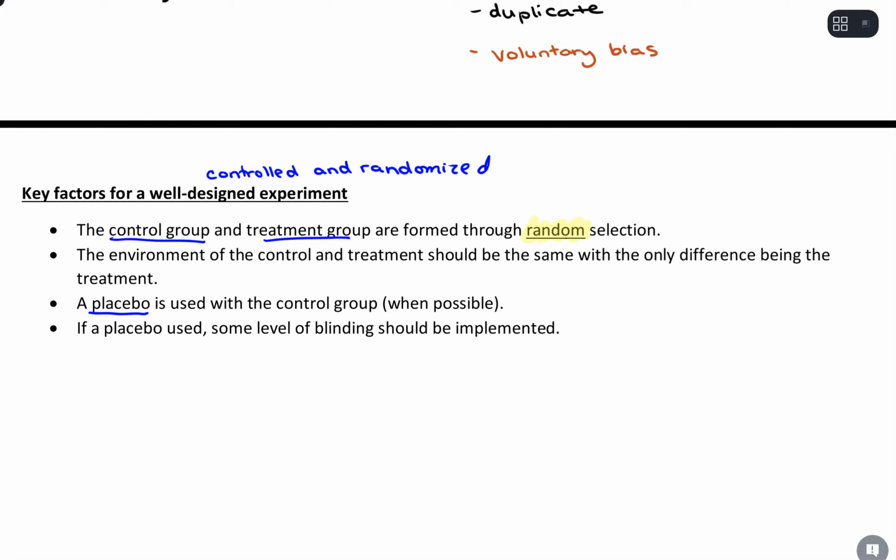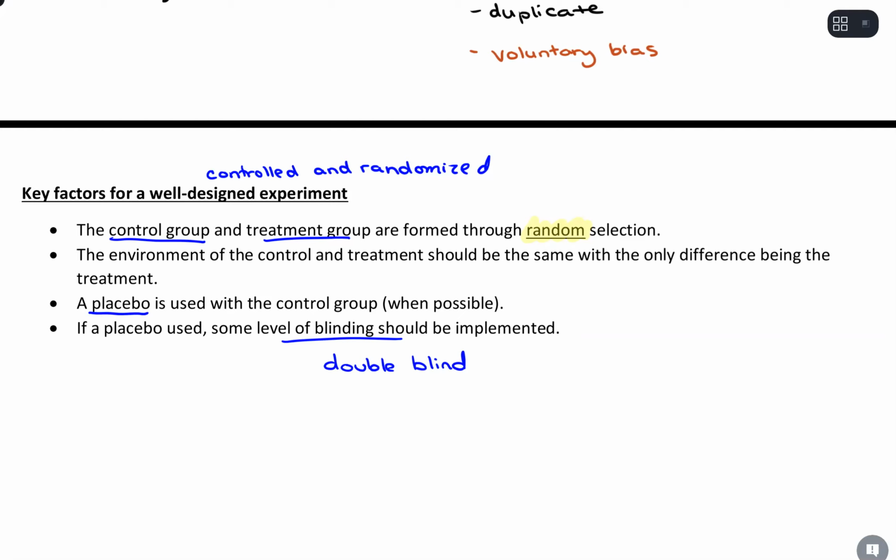It's not always the case that you can. Often with drug studies especially, or things where they're ingesting something, that's really where the placebo effect can come through, and often they can make some sort of fake thing to ingest that won't affect them. If a placebo is used, then some level of blinding should be used. Double blind is best if it can be implemented. Single blind is good too.